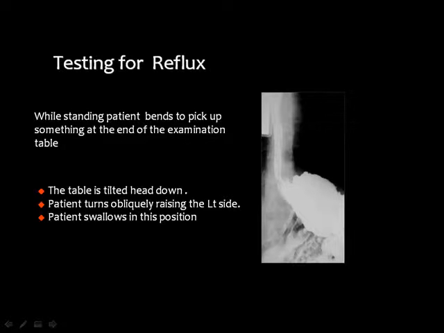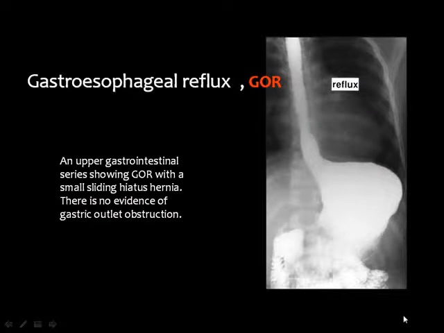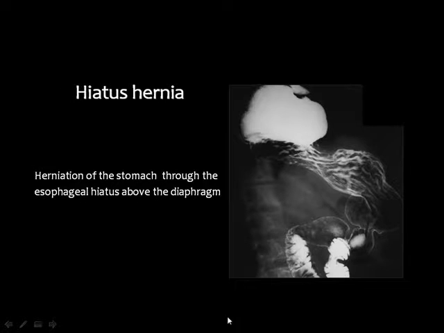Then in order to test for gastroesophageal reflux, you can put the patient on his right side and ask the patient to swallow his saliva only. By this time, you can see that the gastroesophageal junction is open, and the barium is coming from the stomach into the lower part of the esophagus. And this is a classic appearance of gastroesophageal reflux, showing that the barium is coming from the stomach into most of the esophageal lumen.